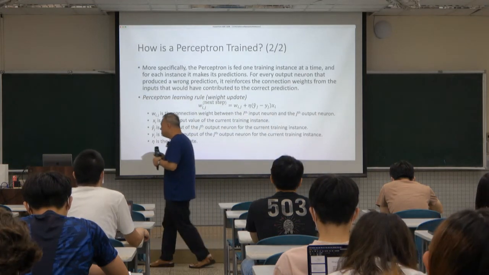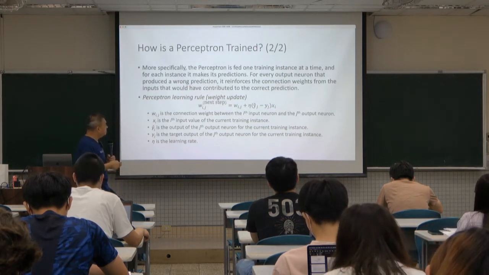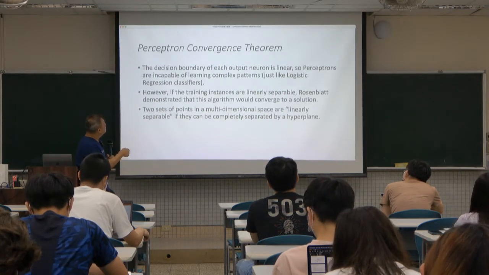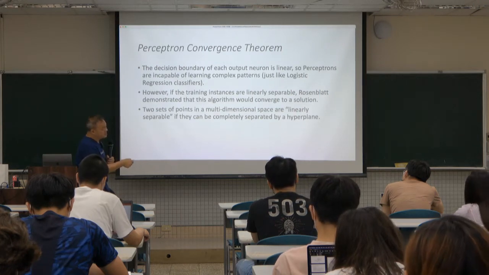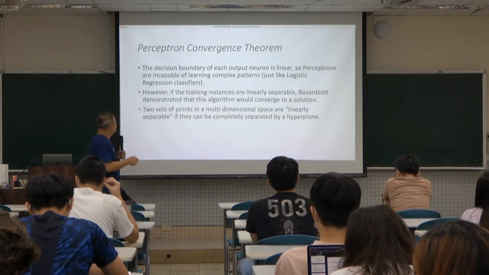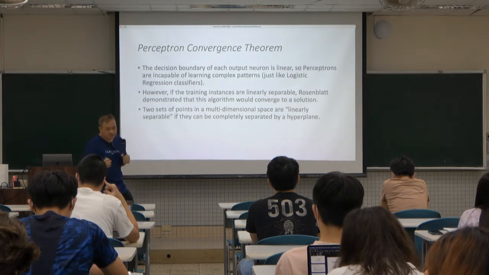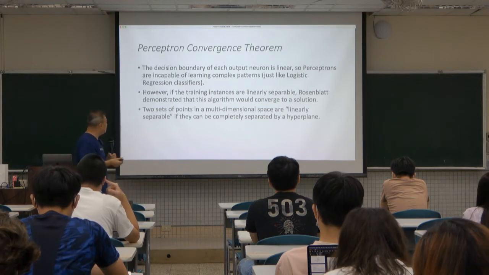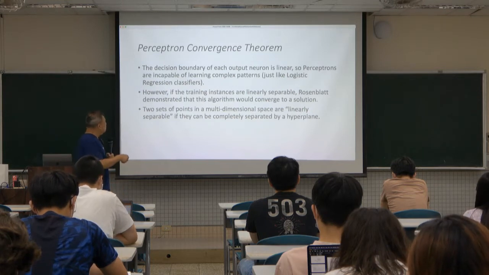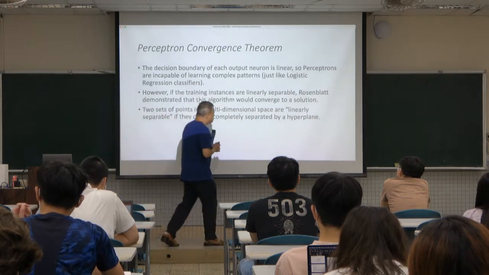This perceptron learning rule, or weight update, can be proved so that the decision boundary of each output neuron is linear. So perceptrons are also linear, and they are incapable of learning complex patterns, as I will show you with an example later. However, if the training instances are linearly separable, then Rosenblatt proved that this algorithm would converge to a solution.